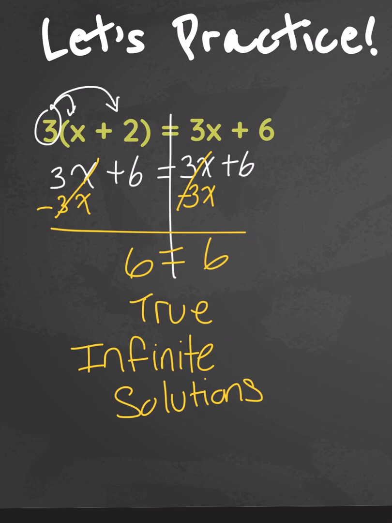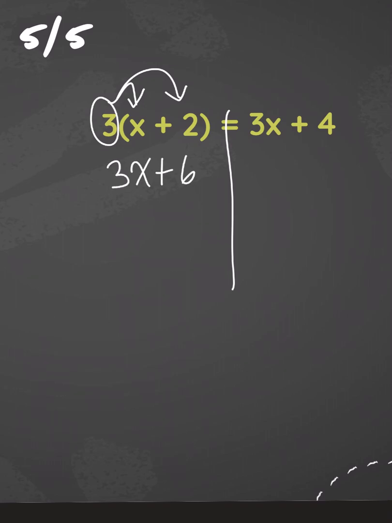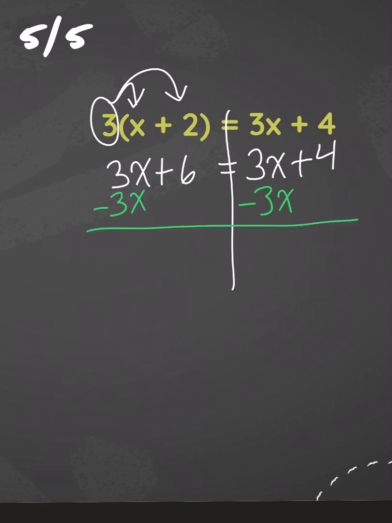All right, so distribute again, right? 3 goes to x, 3 goes to 2. So I have what? 3x plus 6. Good. And that is equal to 3x plus 4. Ooh, almost the same, but not. So I'm going to continue doing what I have been. Subtract 3x on both sides. And what's going to happen? 6 equals 4. 6 is equal to 4.